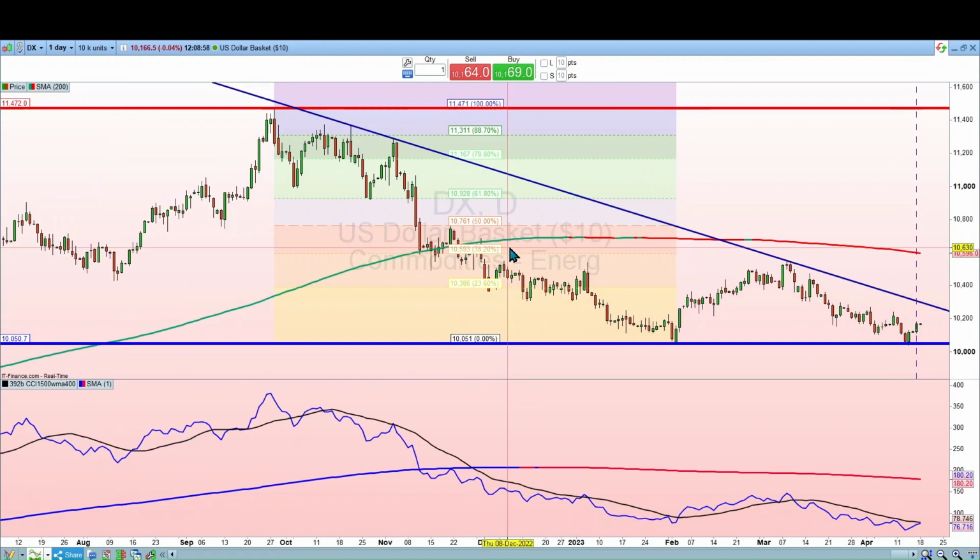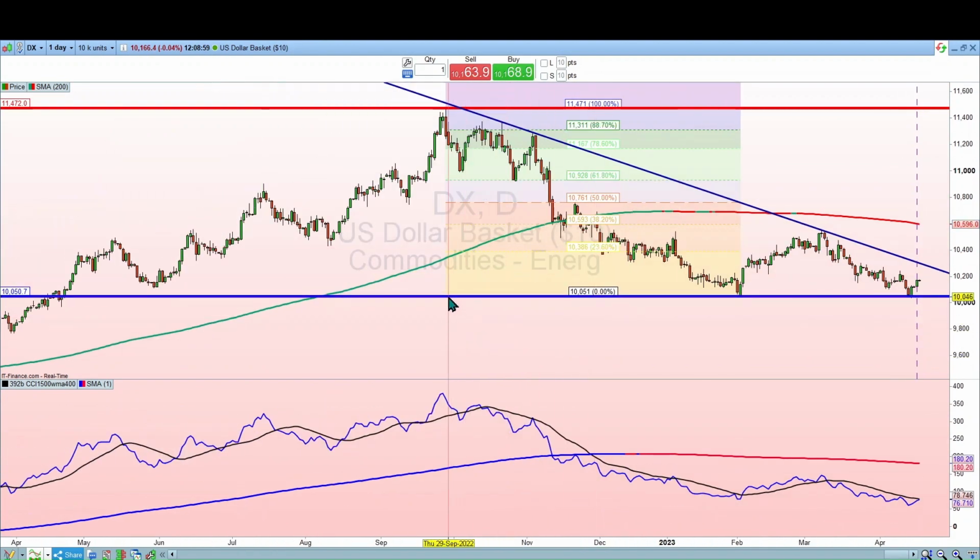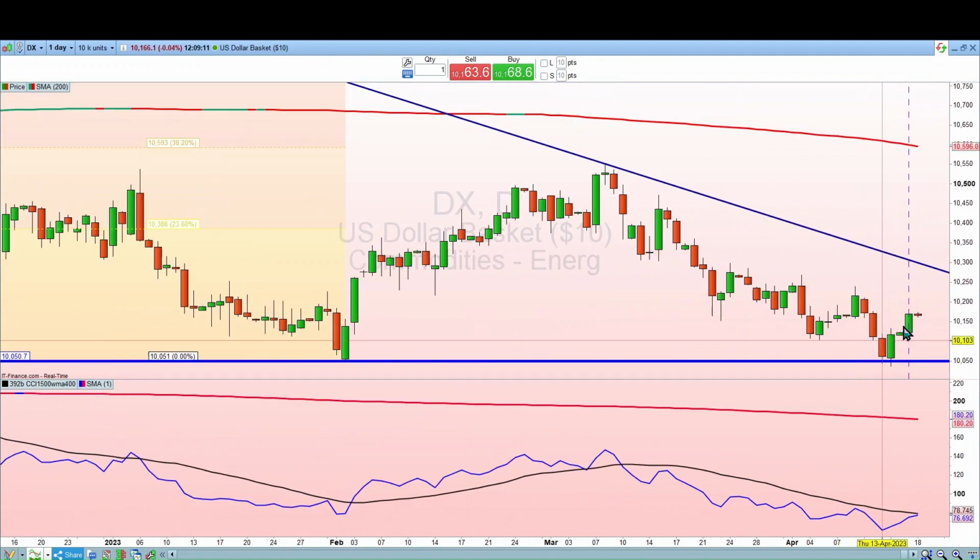On the daily, first off, we've got this key support at 10.050, and it's bounced off that a couple of times. And we've got this key resistance at 11.472. That's a way off at the moment, not to worry about. But at the moment, we've got this diagonal descending trend line in the more nearer term, and the price is potentially reaching back to that level.